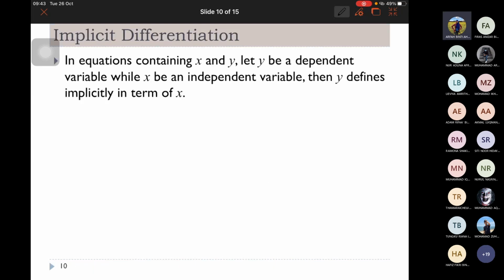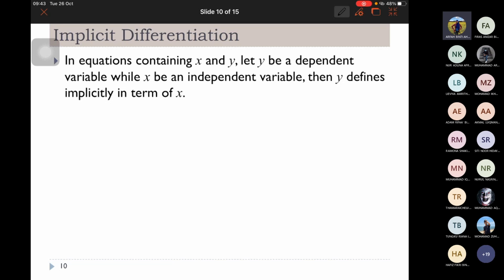So implicit differentiation. Okay. What is implicit differentiation? Differentiation in equation containing x and y, let y be a dependent variable while x be an independent variable. So then y defined implicitly in terms of x. Maksudnya x ada y dan y pula ada bergantung pula terhadap x. Macam itulah dia, x dan y ini saling memerlukan satu sama lain. So tak dapat dipisahkan, tapi kita nak bezakan dia.